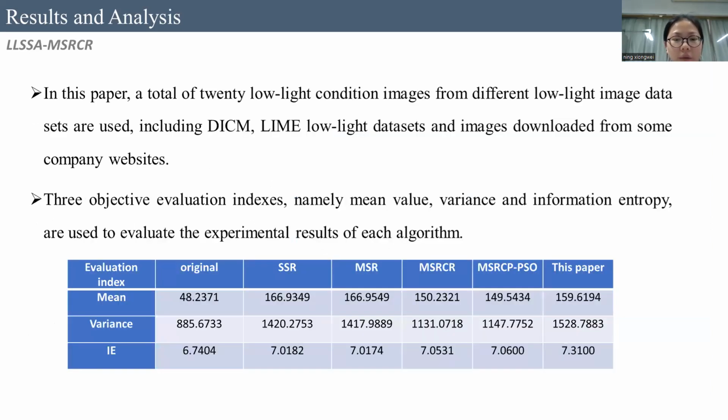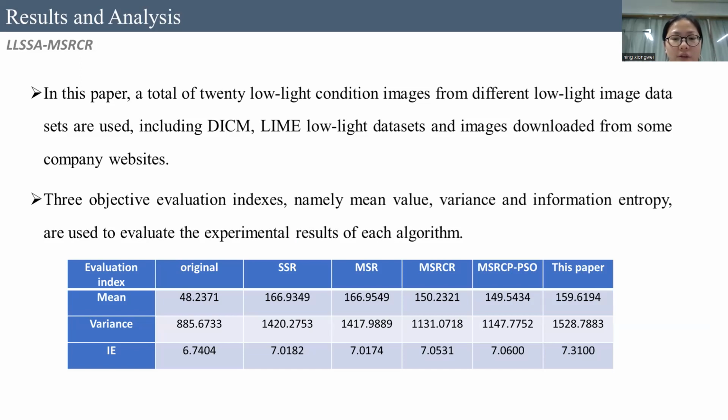And in this paper, 3 objective evaluation indexes, namely mean value, variance, and information entropy, are used to evaluate enhancement effects. The mean value can reflect the overall brightness of the image. The larger the mean value is, the higher the brightness of the image is. The variance represents the richness of the image gray level. The larger the variance is, the higher the contrast and the more obvious the detail.